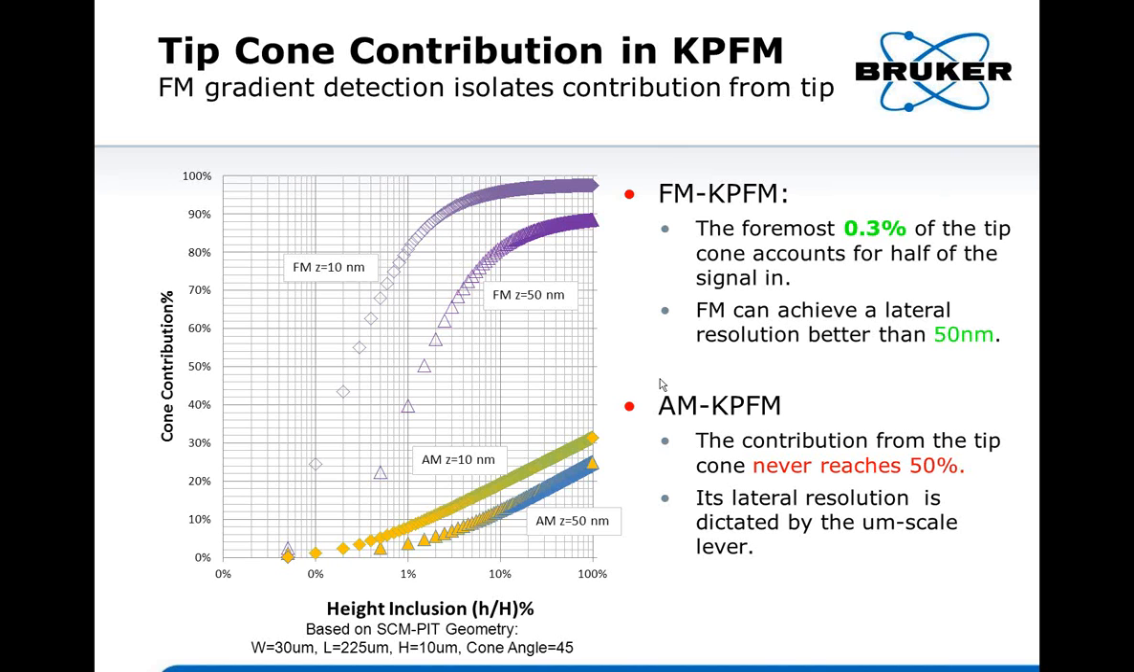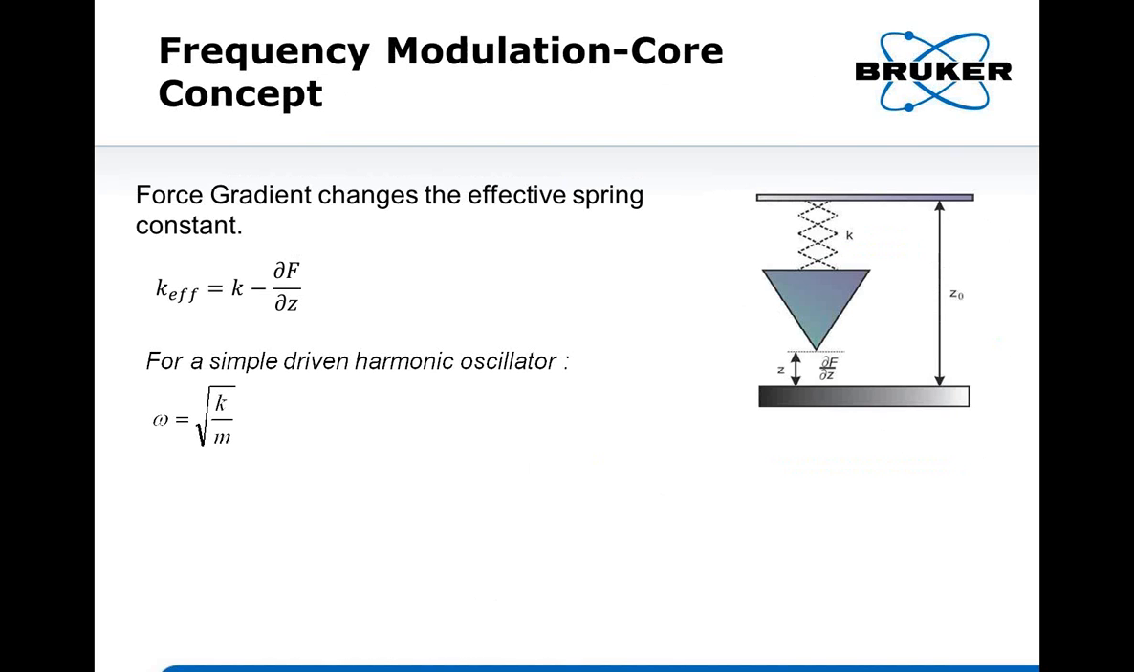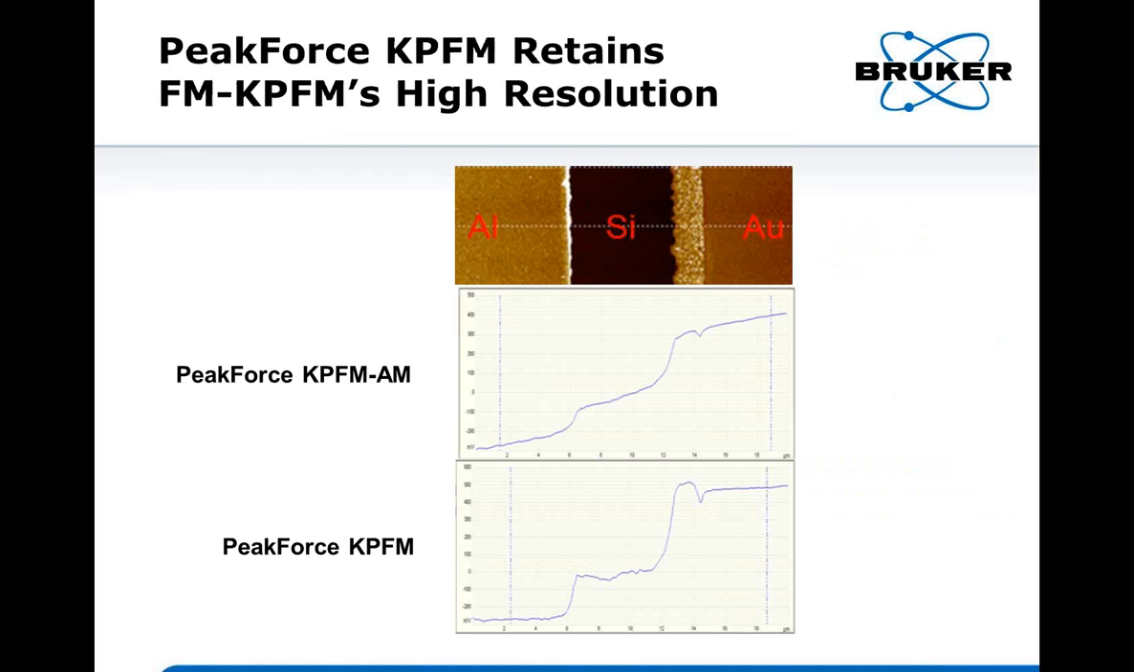tool. But for the frequency modulation, since only the tip apex or a small portion of the tip cone will contribute, it's really on the nanometer scale. The resolution we estimate is better than 50 nanometers. Now let me illustrate with an example what's the difference between AM KPFM and frequency modulation KPFM.